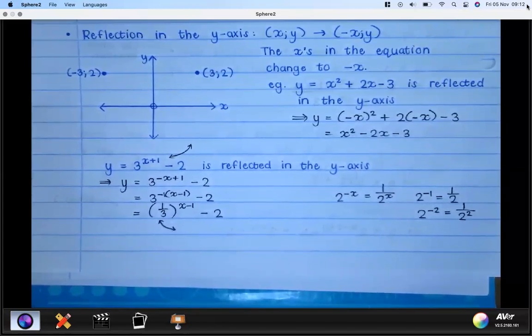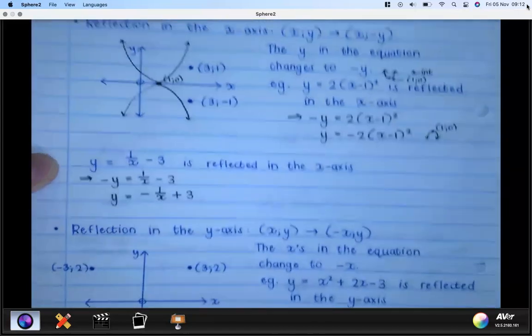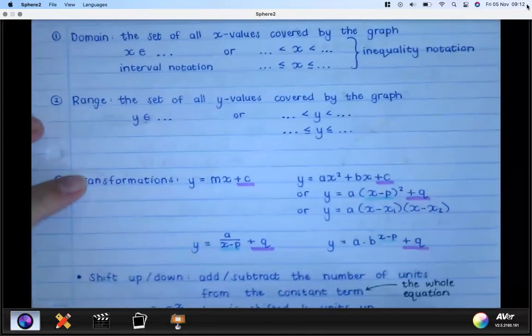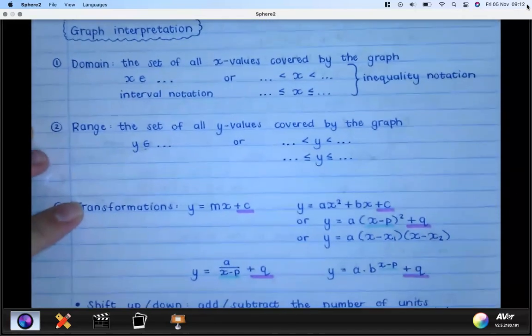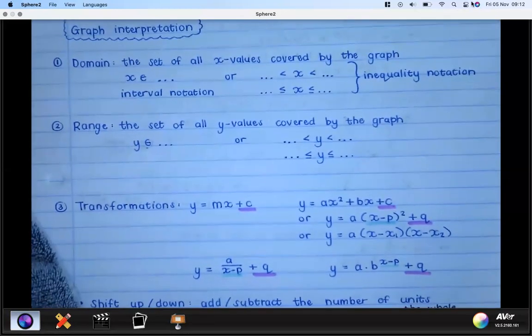All right, guys, those are all the transformations that you need to know in grade 11. In grade 12, we teach you one new one, which we will get to next year. But these are all the transformations that you need to be able to do. And like we discussed right at the beginning, you need to be able to write the domain and range of a function.